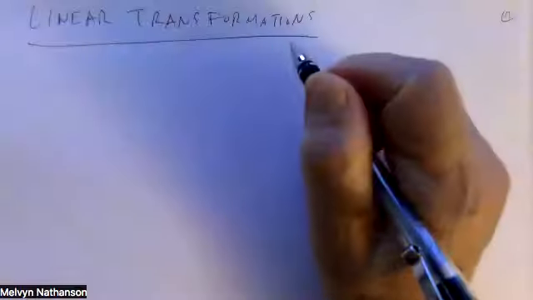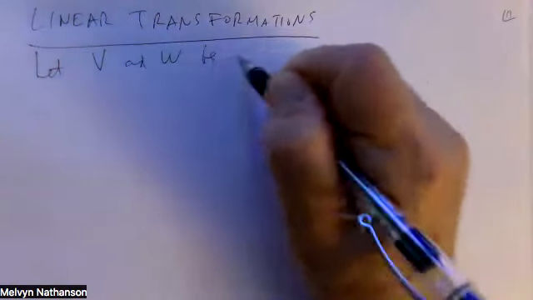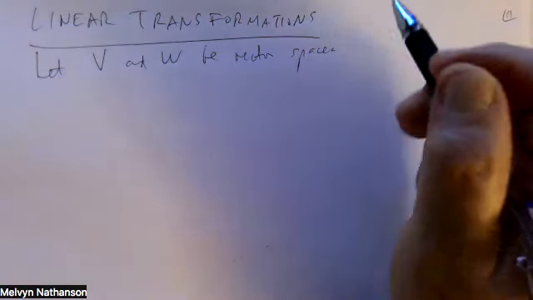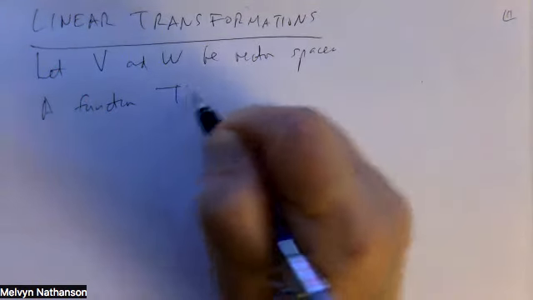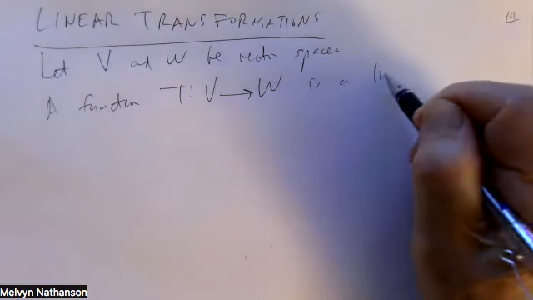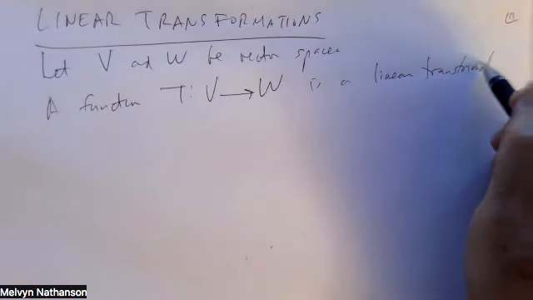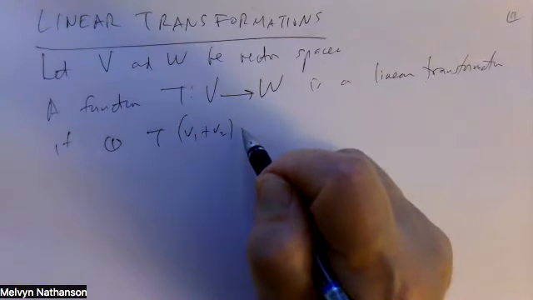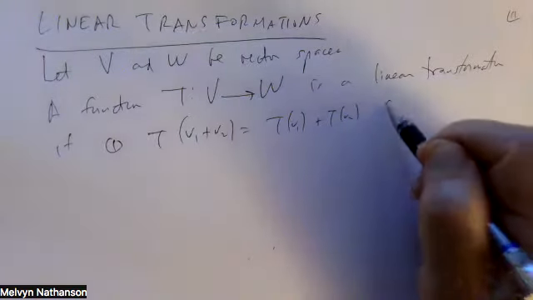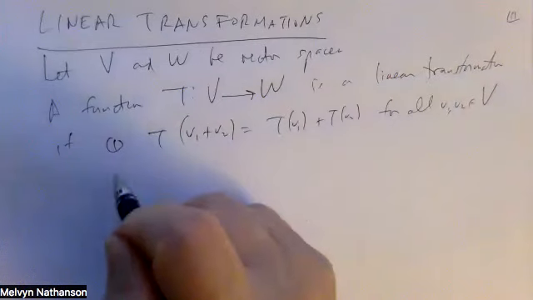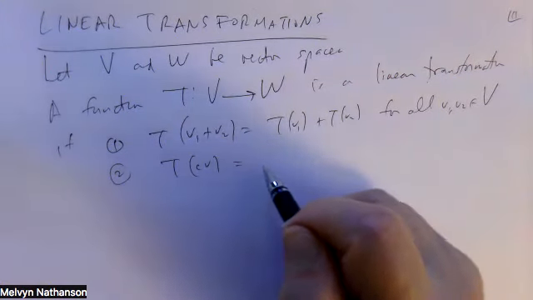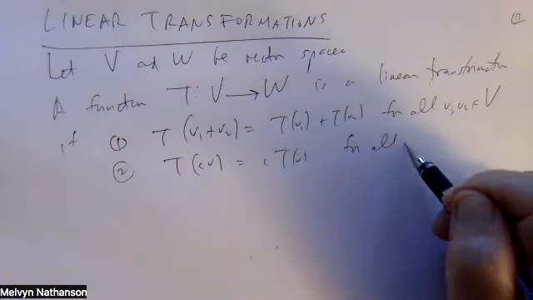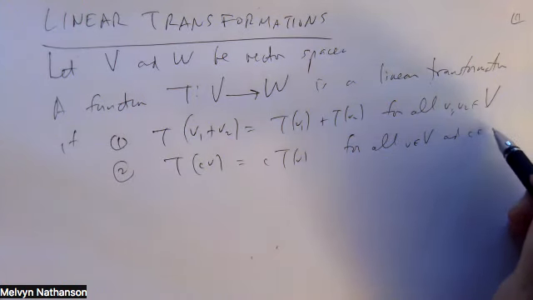Linear transformations. Let V and W be vector spaces. A function T from V to W is a linear transformation if it satisfies the following properties. There are two of them. T of the sum of two vectors, T of v1 plus v2, is T of v1 plus T of v2, for all v1, v2 in V. T of c times v is equal to c times T of v, for all vectors v in the vector space V and scalars c in F.